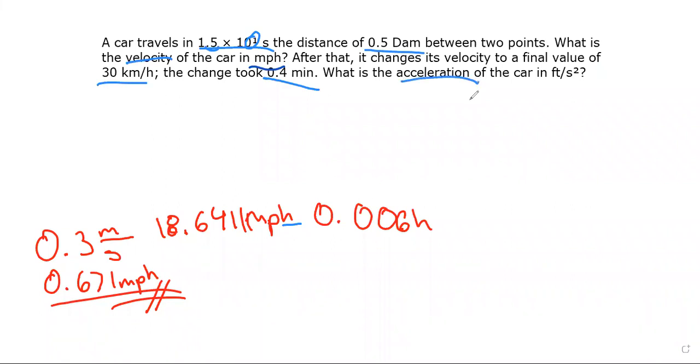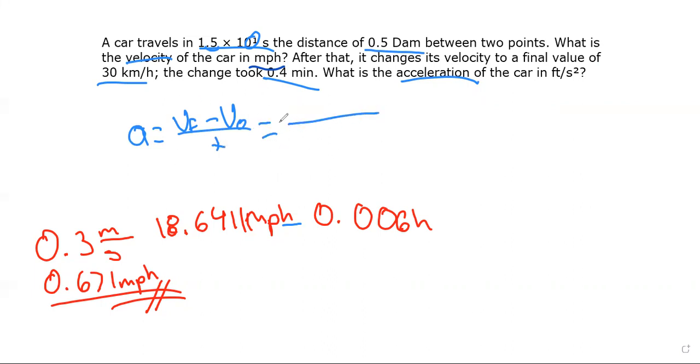It asks us for the acceleration. What's acceleration? The change of velocity in a specific time. So we have to know the formula. Acceleration is the same as final velocity minus the original velocity over time. That is it.